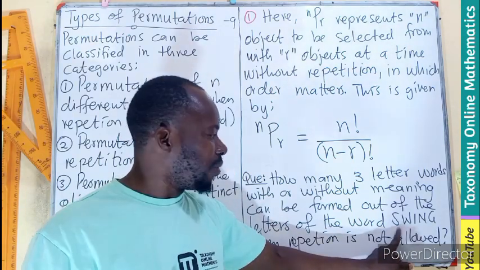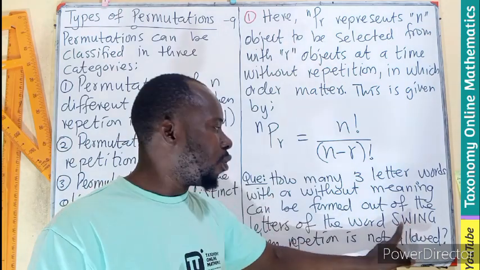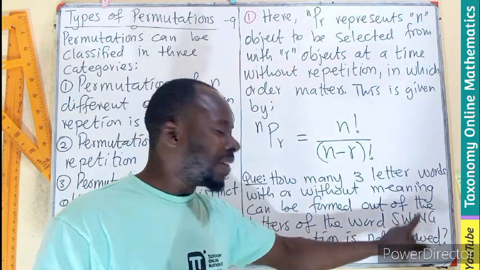But if there is repetition, it means the second letter could also be S. So it could be SSI or SSS.